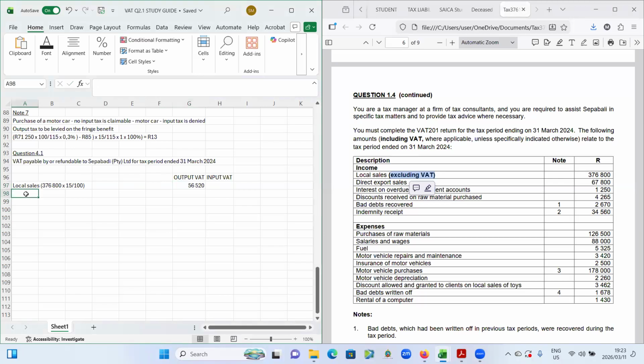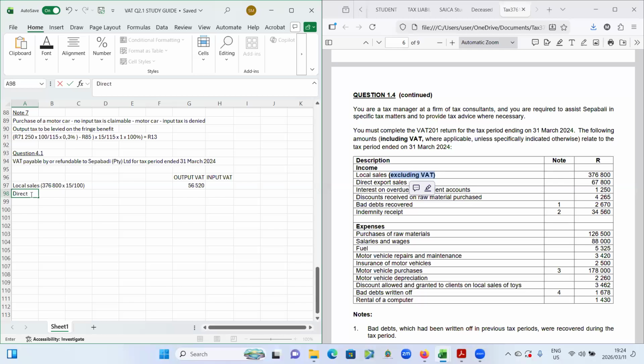So be careful, even if on top they tell you that the amount includes VAT, in between, they might try to confuse you. What you should know, if you are calculating the VAT portion on an amount, if the amount excludes VAT, you simply use 15%. But if it includes VAT, you use 15 over 115. Are we together?